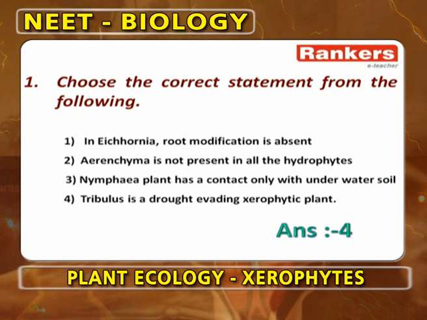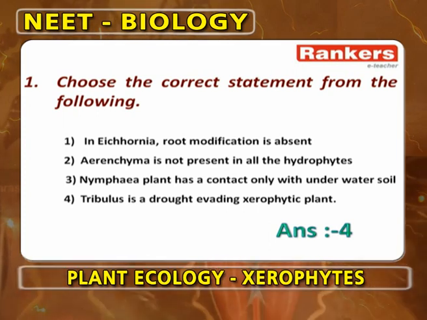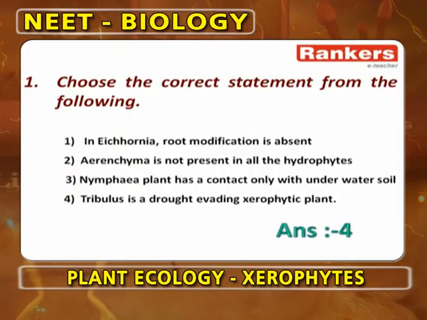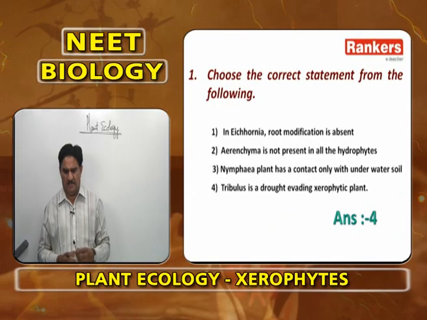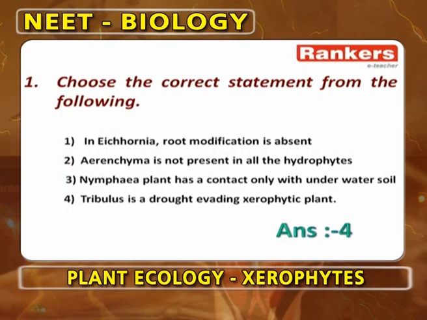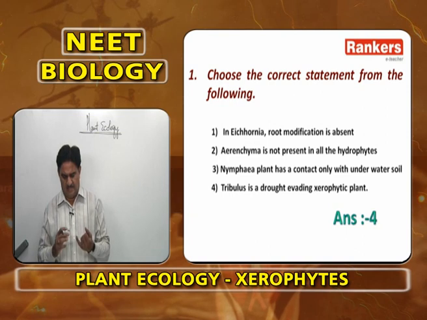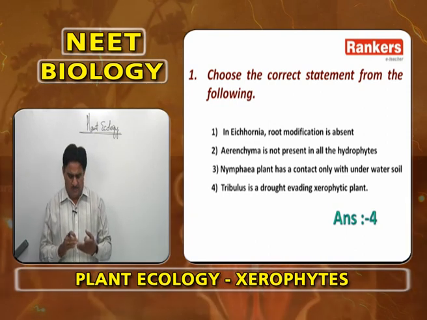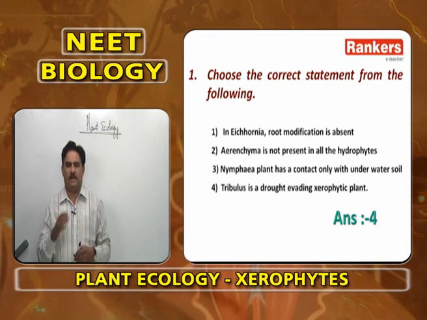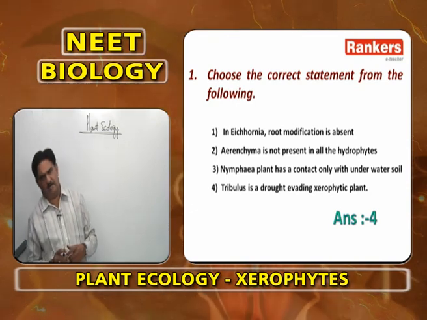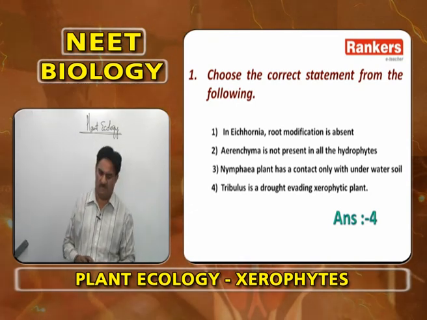Aerenchyma is not present in all the hydrophytes. It is also wrong, because without aerenchyma hydrophytes cannot survive. For example, hydrophytes are the best group of plants where aerenchyma is definitely present. Nymphaea plant has contact only with underwater soil. Underwater soil is wrong. It has contact with air, it has contact with soil, it has contact with water. Why? Because it is a plant with rooted nature and floating leaves. Rooted plants with floating leaves is the example of Nymphaea.